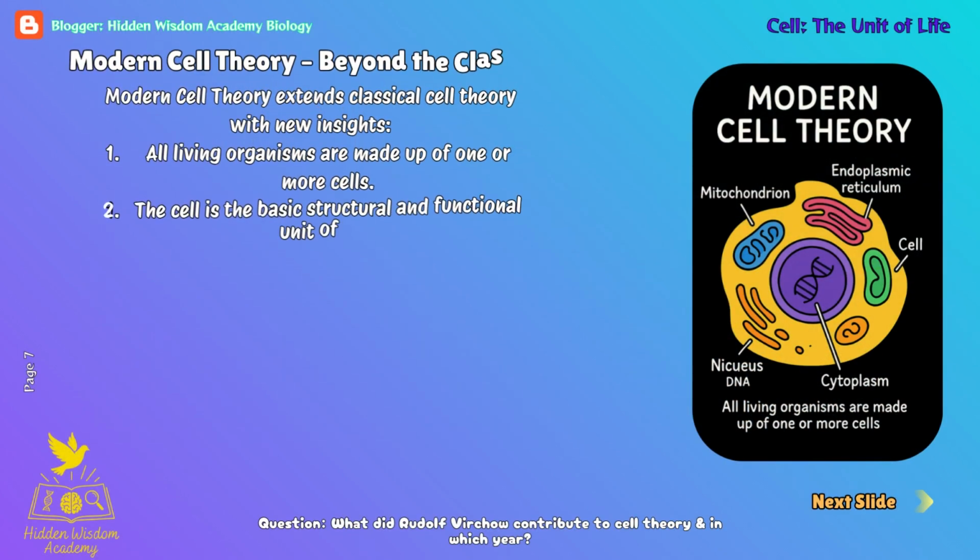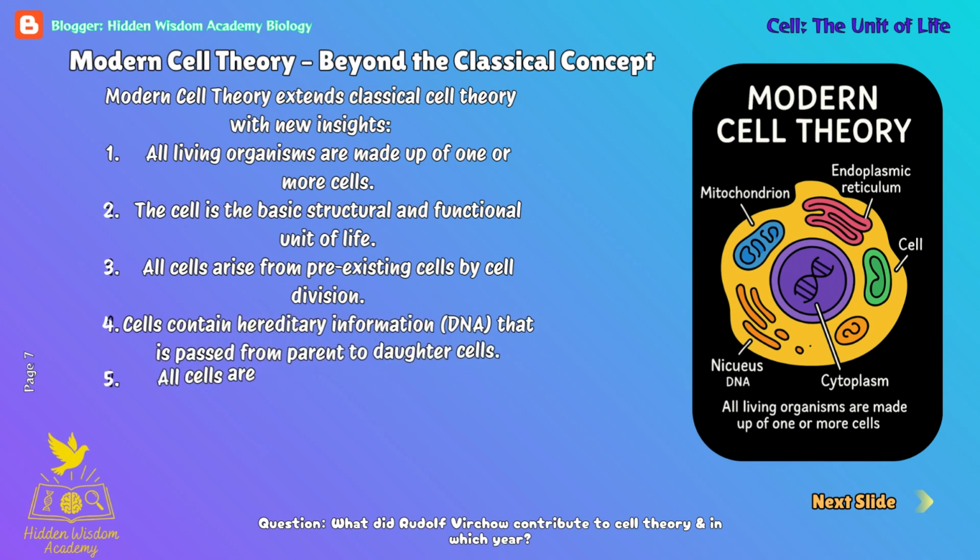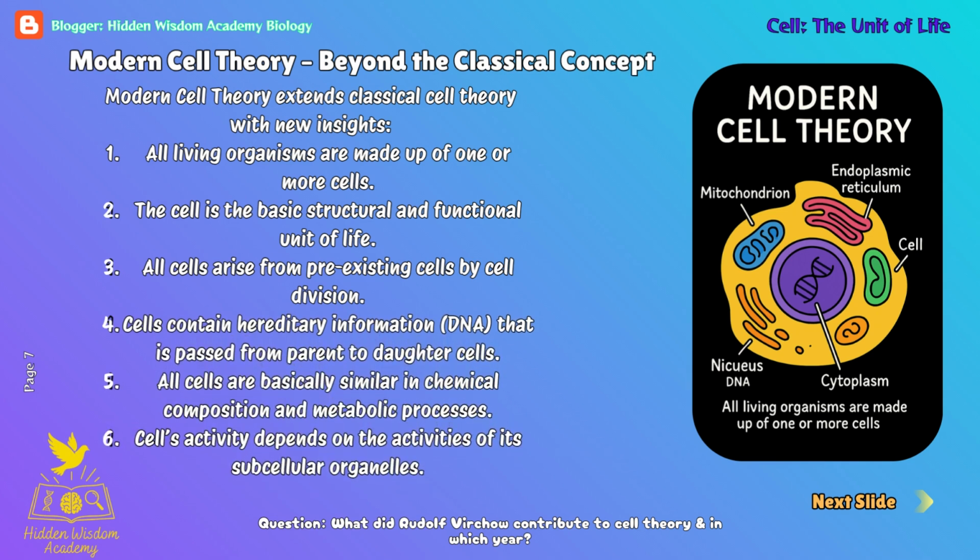Modern cell theory expands on the old one. It says all living things are made of one or more cells, which are the basic units of life. New cells come only from pre-existing cells by division. Each cell has DNA that passes genetic information to the next generation. All cells have similar chemistry and metabolism, and the life of an organism depends on the work of its cells.